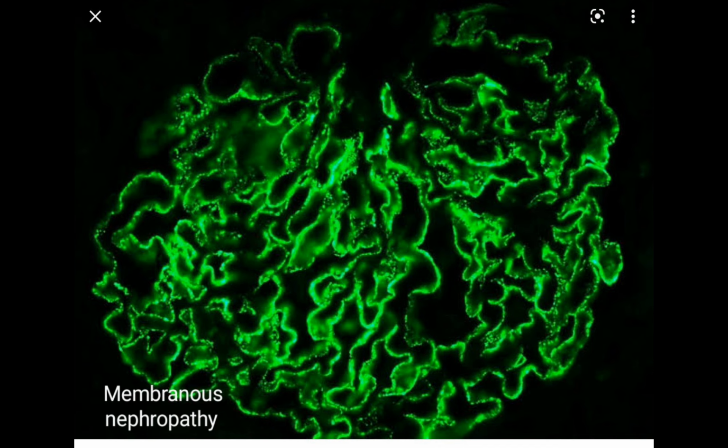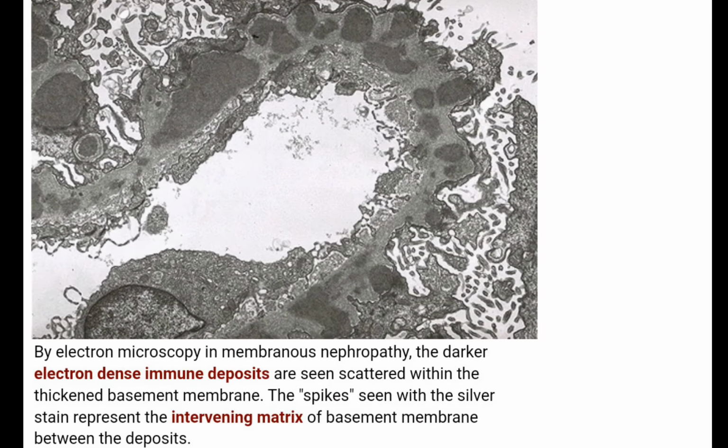Then this is the image of membranous nephropathy. Basically, this is fluorescent imaging, and in this the membrane is appearing greenish. So it is membranous nephropathy. The deposits are along the membrane, and that gives it a fluorescent appearance. The immune complexes deposited along the membrane are responsible for this appearance.